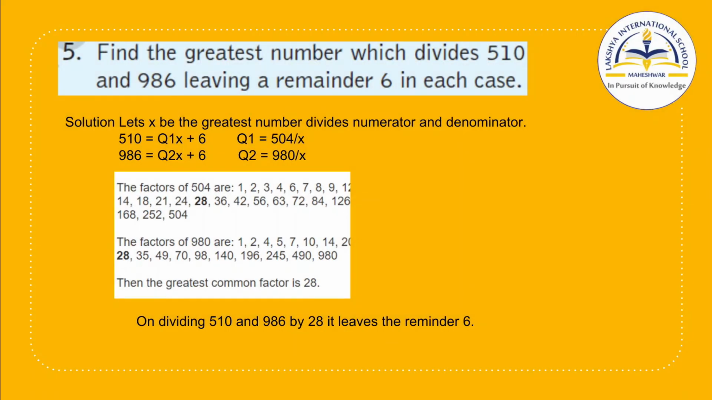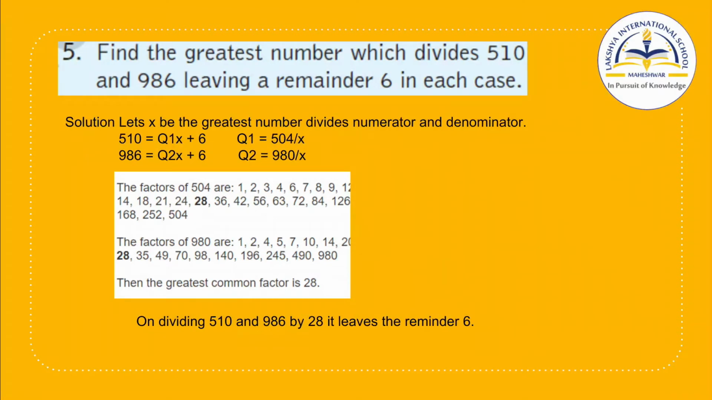Find the greatest number which divides 510 and 986, leaving a remainder 6 in each case. Here let x be the greatest number that divides both numbers. First we have to write 510 equals q1x plus 6. Now 986 equals q2x plus 6.